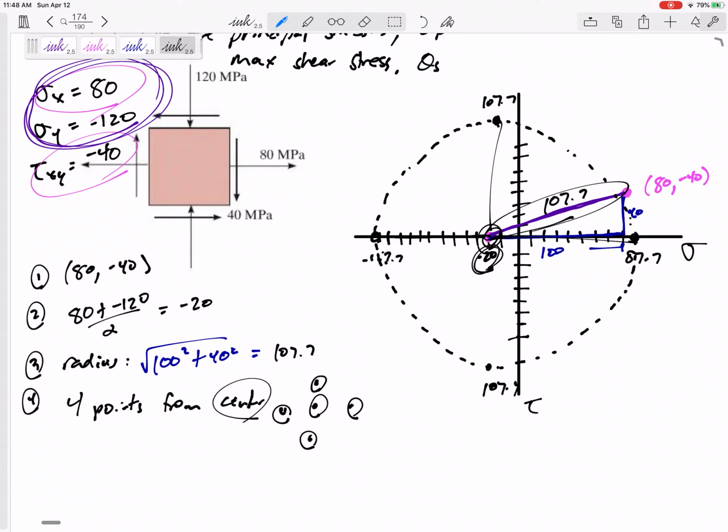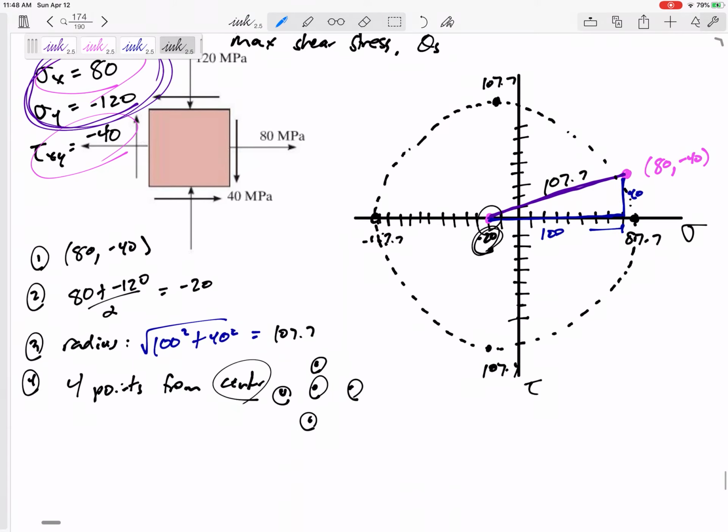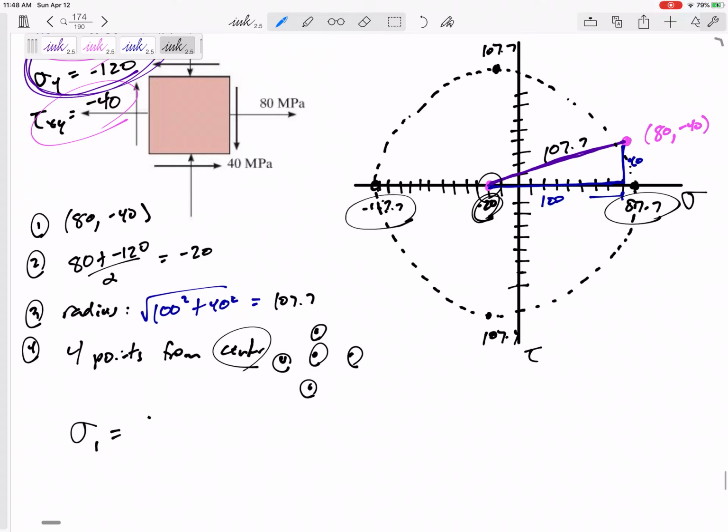Okay, now let me answer the question. What are the principal stresses? I've already found them. Sigma 1, 87.7 MPa. Sigma 2, negative 127.7 MPa.